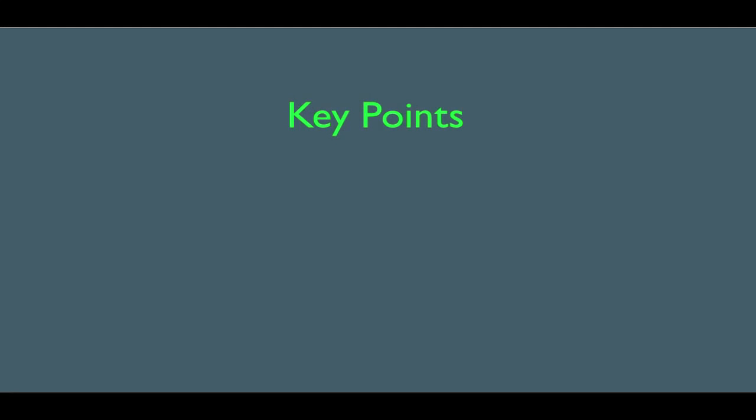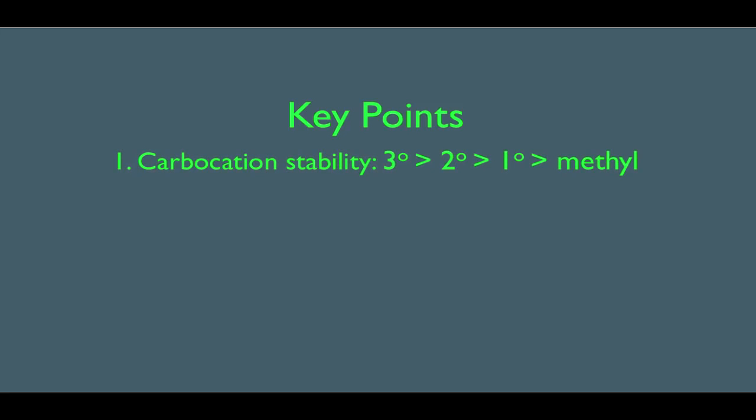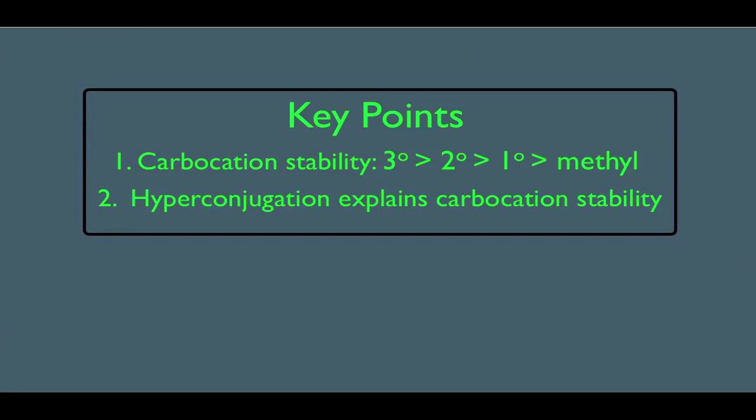In this online lecture, we're going to discuss carbocation stability. And what we're going to do is understand why carbocation stability follows this trend. And that is tertiaries are more stable than secondary, which are more stable than primary, which are more stable than methyl. We're also going to see, too, that hyperconjugation explains carbocation stability. So let me show you these principles here.